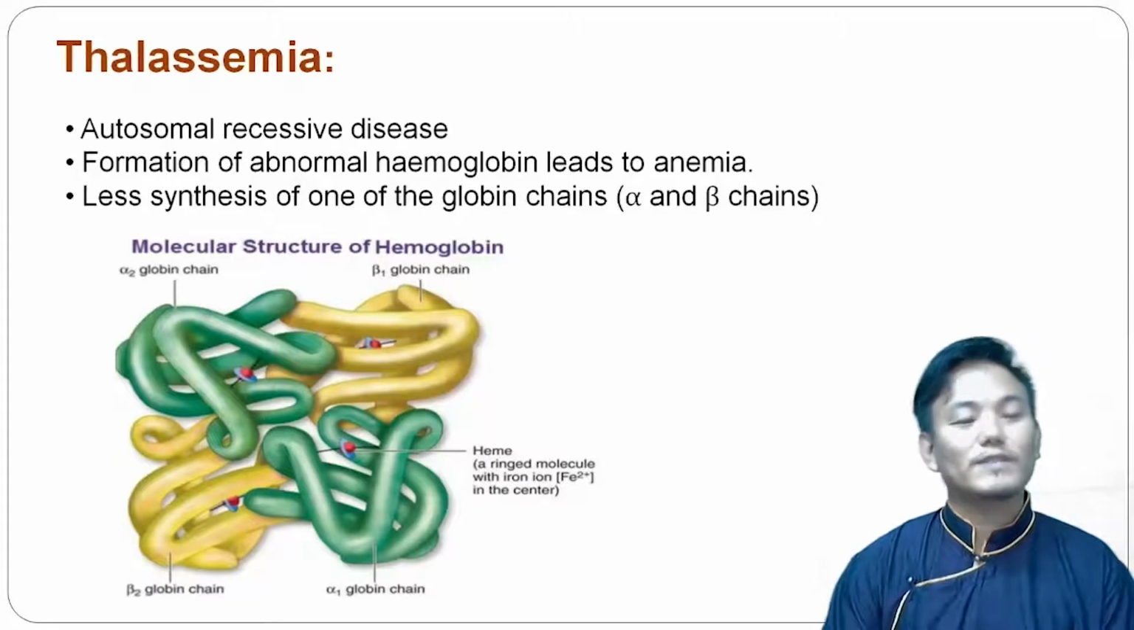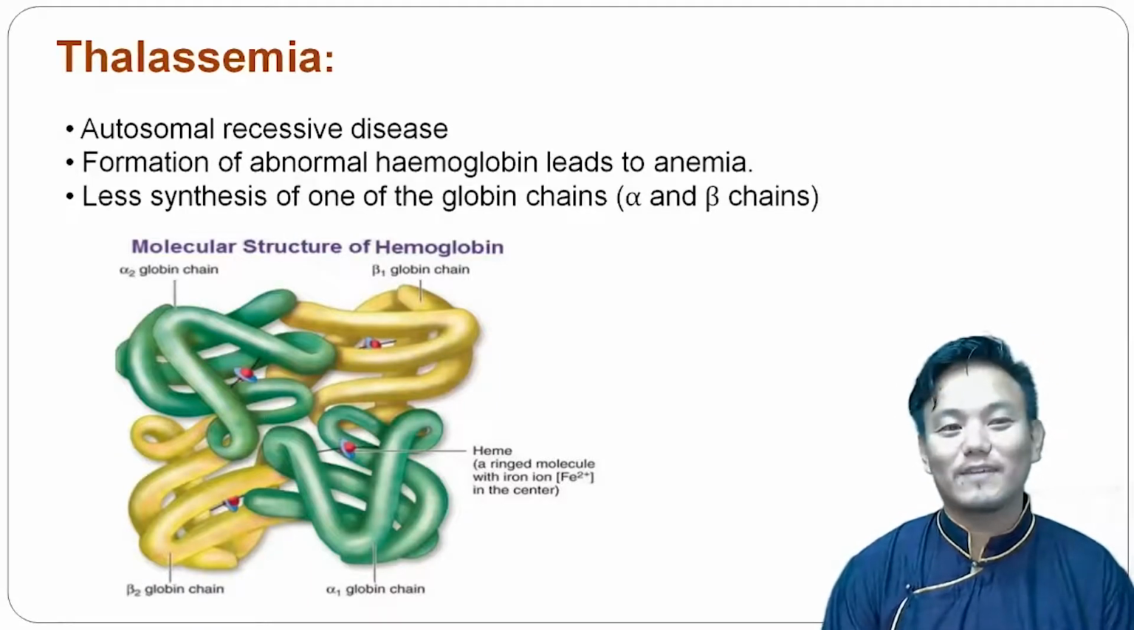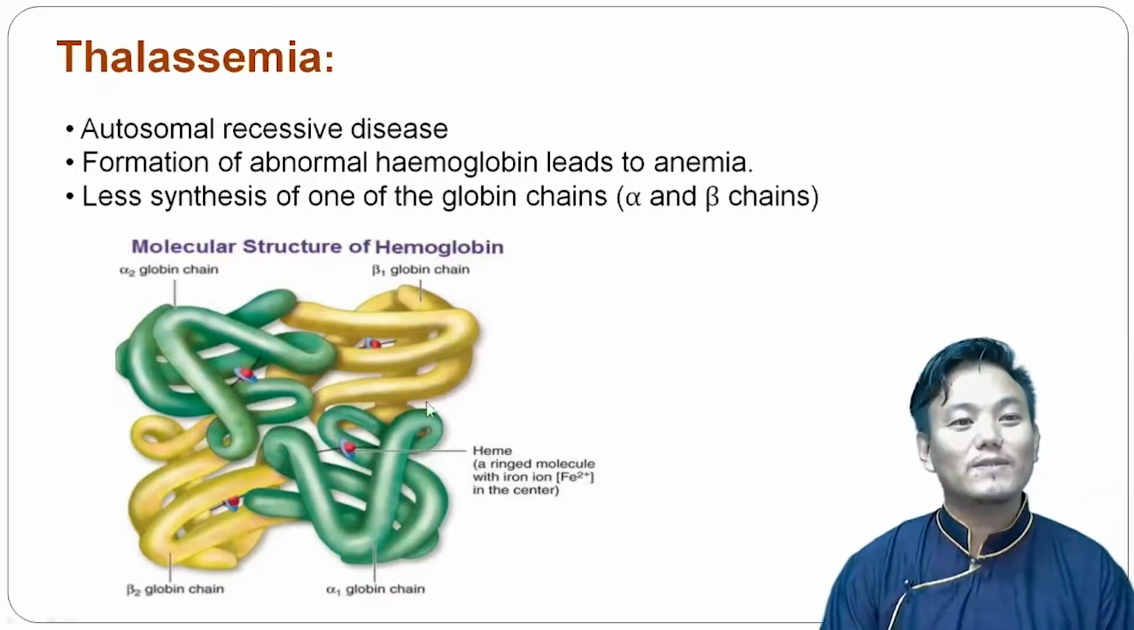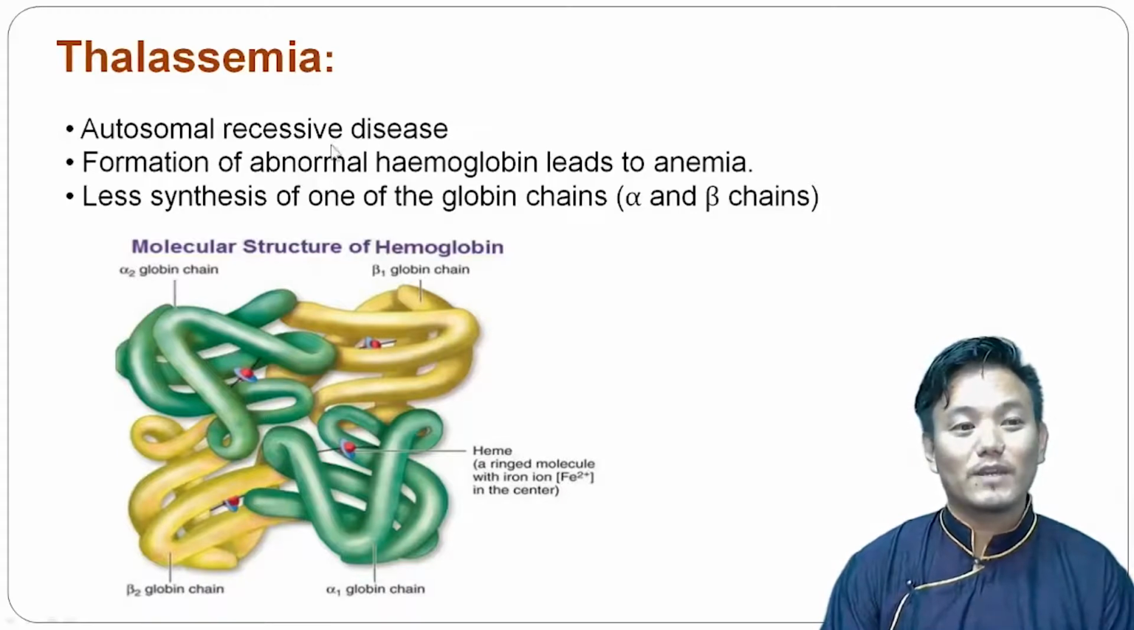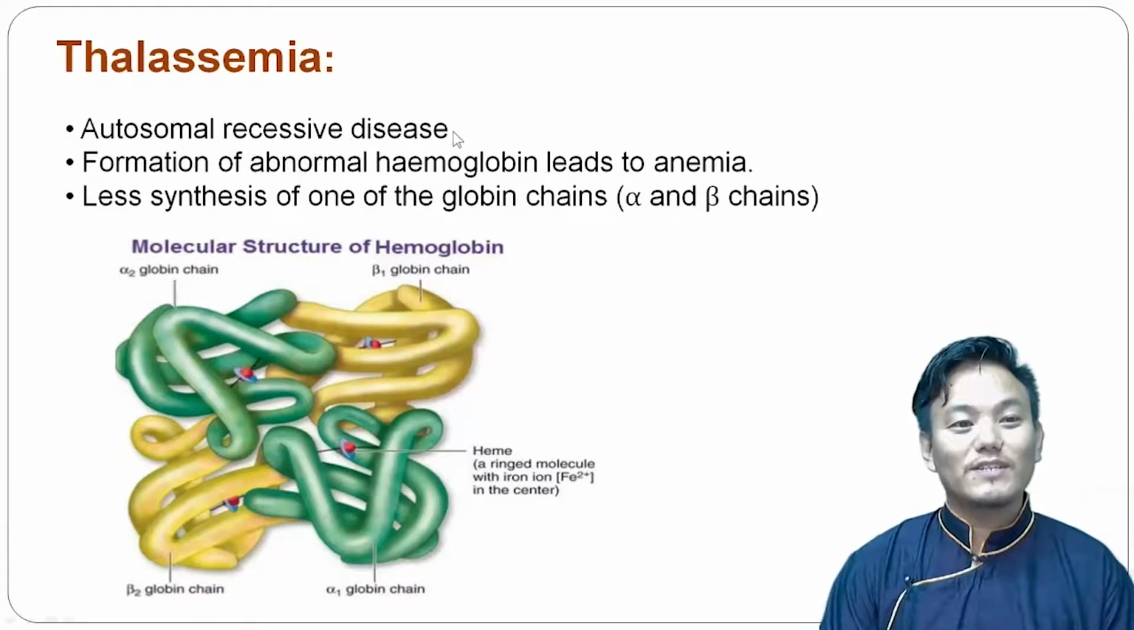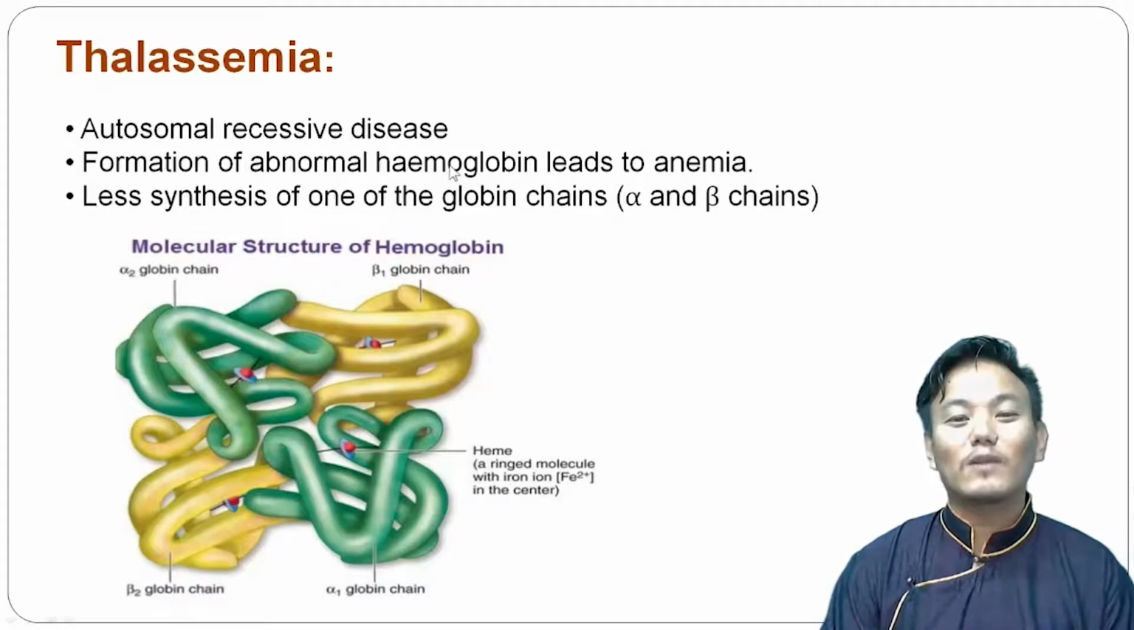So the fourth example of Mendelian disorder is thalassemia. Thalassemia is an autosomal recessive disease. In this disease, there is formation of abnormal hemoglobin, which leads to anemia. Abnormal hemoglobin is formed due to less synthesis of one of the globin chains, alpha or beta chains.